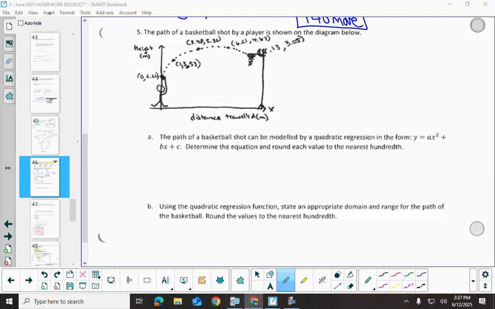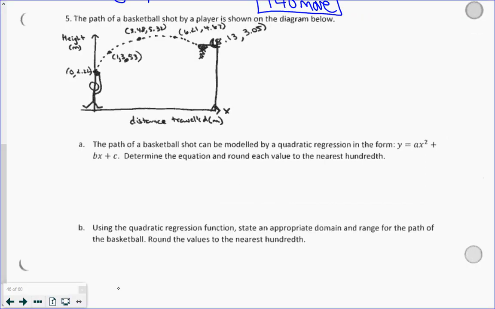Okay, so number 5. This one was from 2 years ago now. It says the path of a basketball shot by a player is shown on the diagram below. Again, my picture is horrendous, but you can figure it out. The path of a basketball shot can be modeled by a quadratic regression. Now this question was interesting to me because we did talk about this in class. We did one like this.